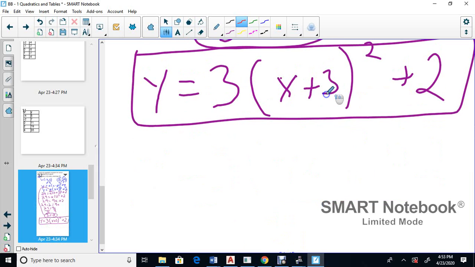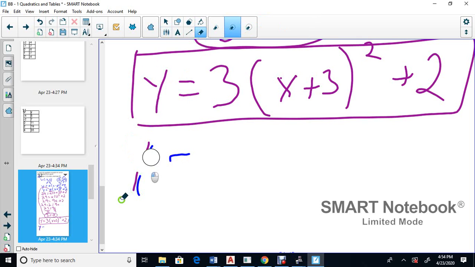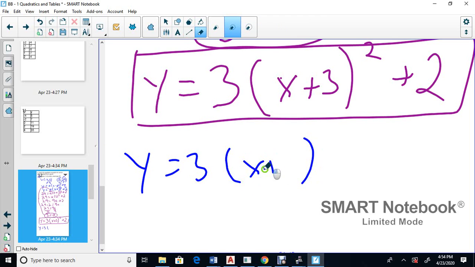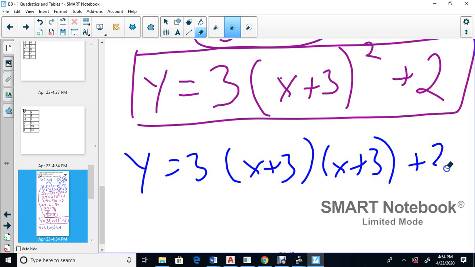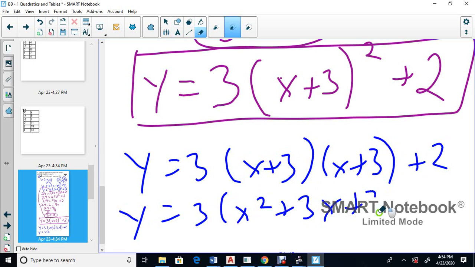So we have an equation. It's in vertex form. Now, to put it into standard form, we're going to have to do a bit of work here. Let's erase that. Okay, a little bit of work. We're going to have to go y equals 3, put the bracket (x plus 3) twice. I'm going to speed it up a little bit here. Then y equals 3 times (x squared plus 3x plus 3x plus 9), close the bracket, plus 2.